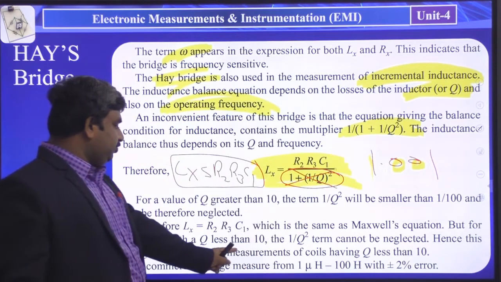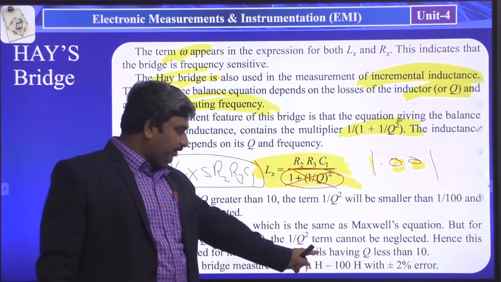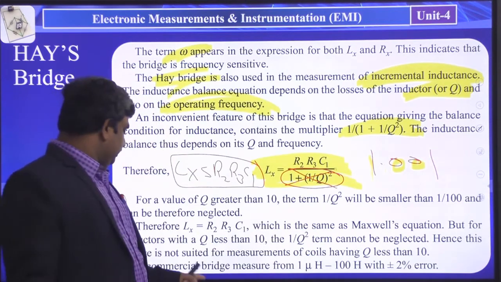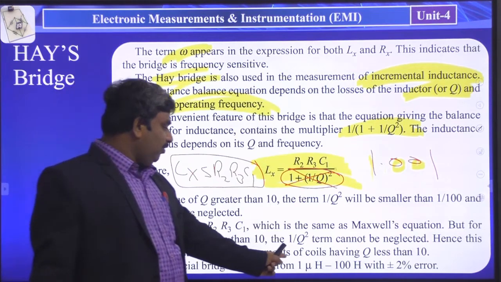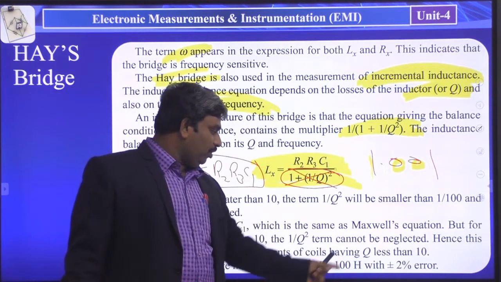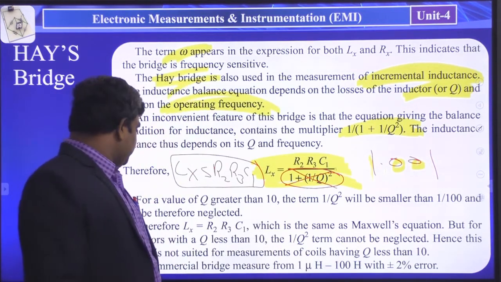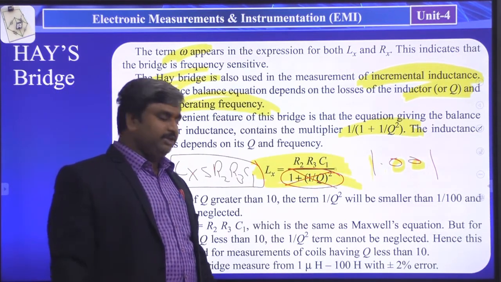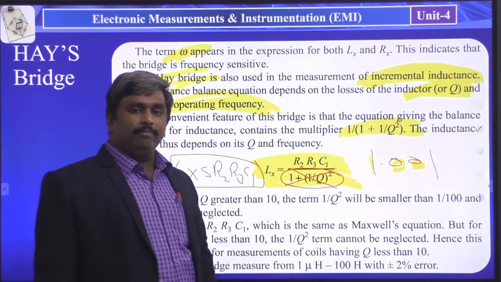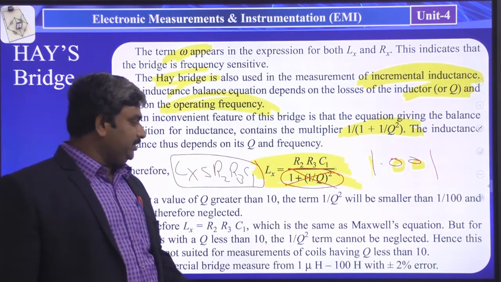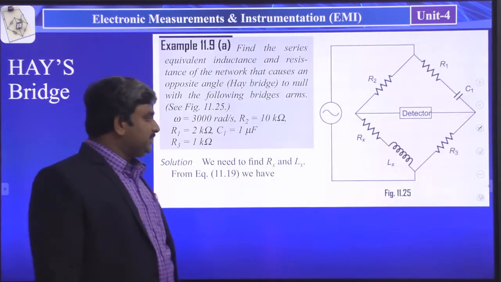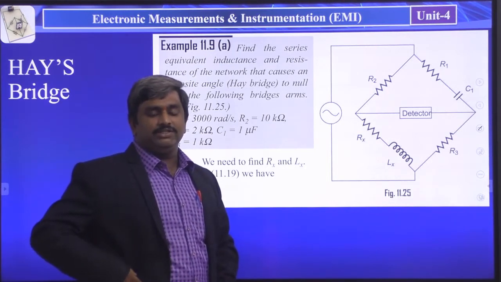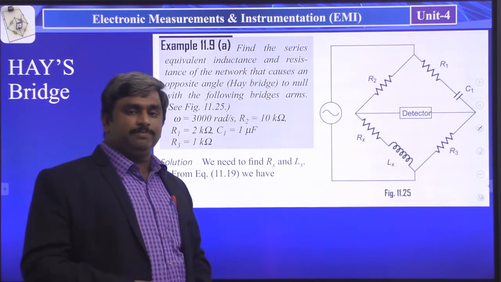A commercial Hay's bridge measures from 1 microhenry to 100 henries with plus or minus 2% accuracy. So that is about Maxwell's and Hay's bridge.